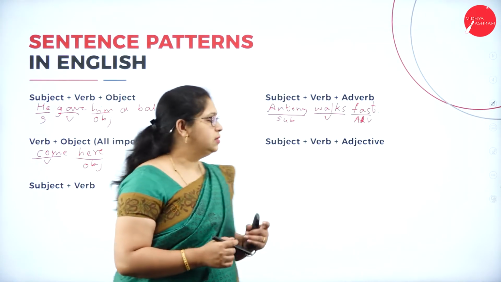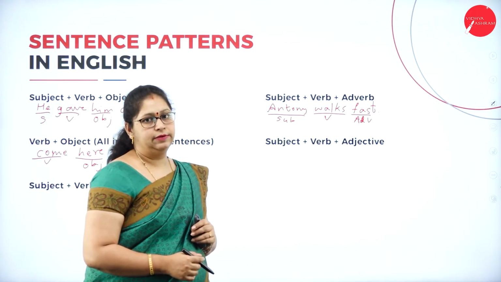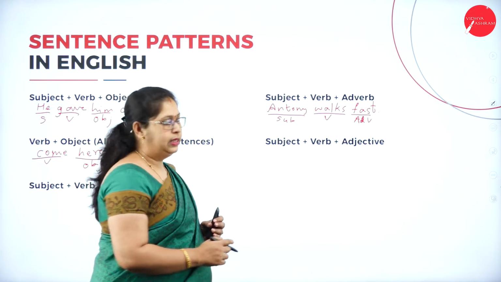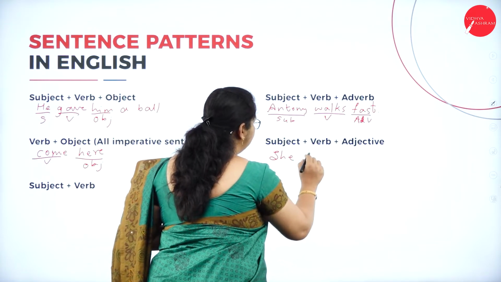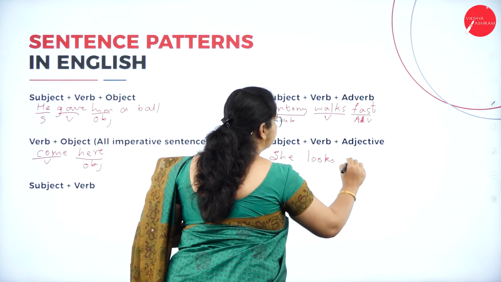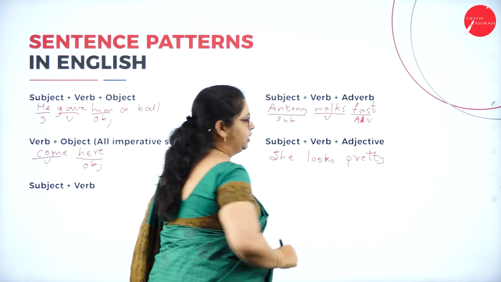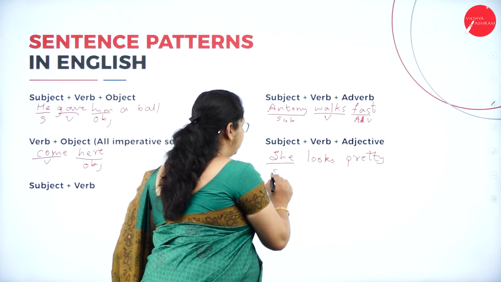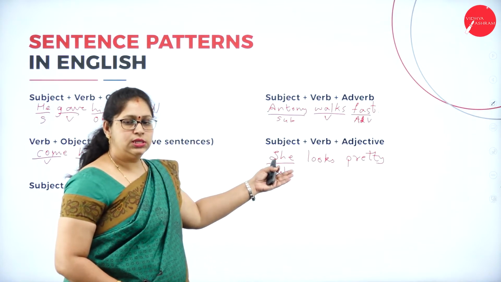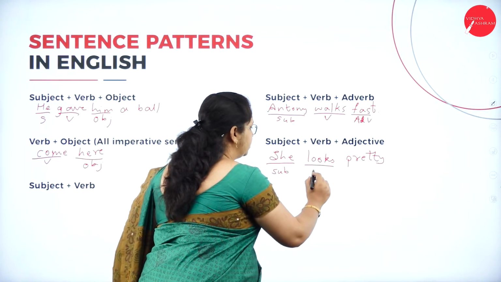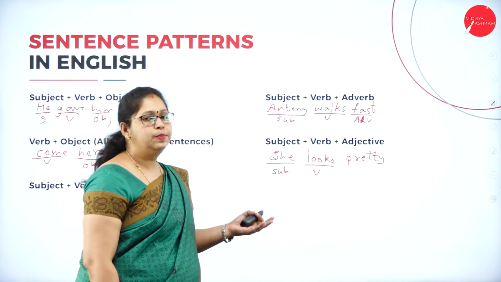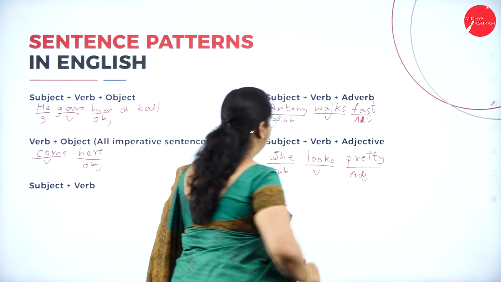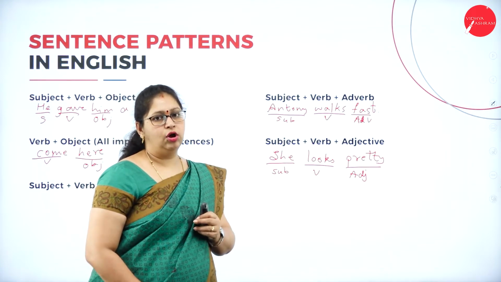Next, here we see is subject verb adjective. An example for subject verb adjective is: she looks pretty. Let me write it here. She looks pretty. So she is the subject because it is a pronoun here. Looks is the action, so this is the verb. Looks is the verb, and how does she look? Pretty. It is an adjective. This is the other pattern, that is the subject verb adjective pattern of a sentence.